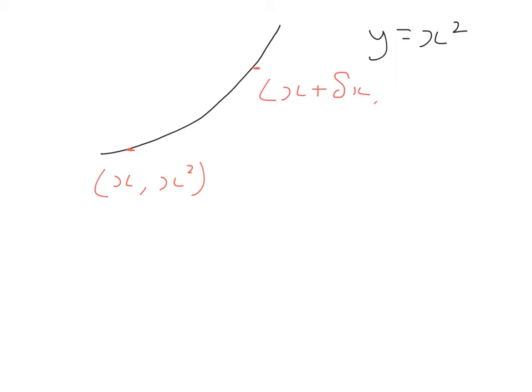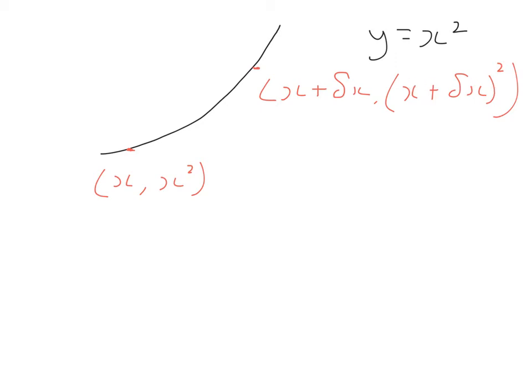It's x plus a little bit, and the notation is to use the delta letter. Delta, it's like a D with a curly bit at the end. And then the y coordinate obviously is x plus delta x squared. Why is that? Because y equals x squared. So if this is x plus a little bit, x plus delta x, then the y coordinate at this point is x plus a little bit squared, the x number squared.